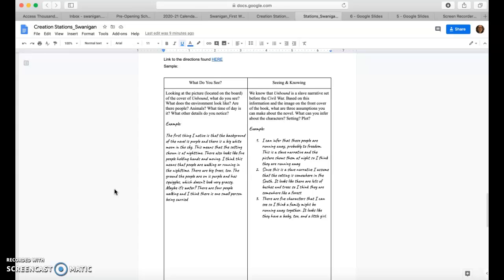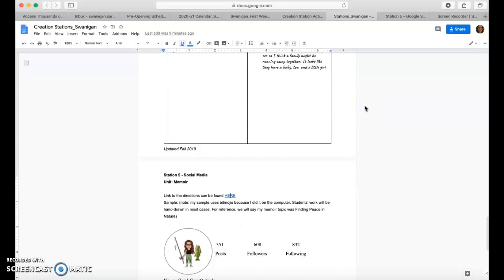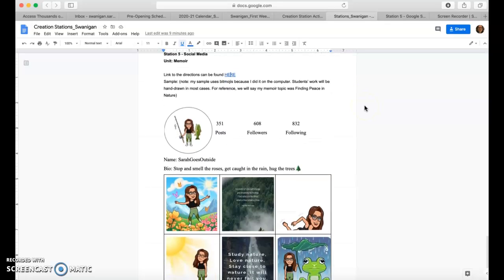And then right here, this is what they will be doing. What do you see? Looking at the picture located on the board, the cover of Unbound, what do you see, etc. And then seeing and knowing, based on what you know and what you saw. What are 3 inferences you can make about what we're going to read in this novel? And then I have my examples written in a different font of my responses to that, trying to be as unbiased as possible because I've read the book, I know what happens.